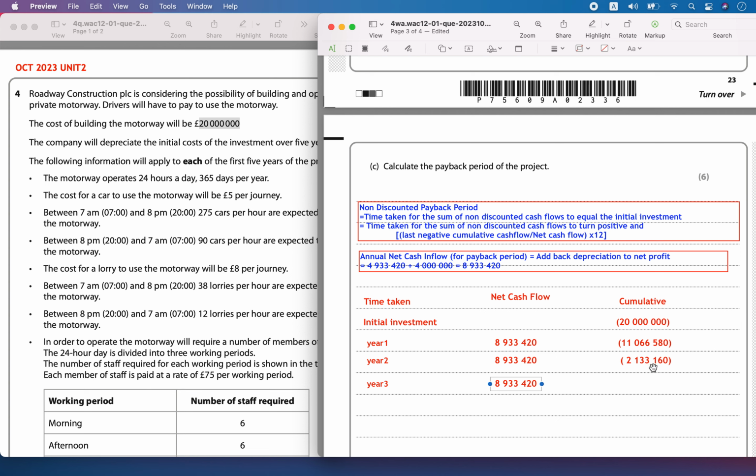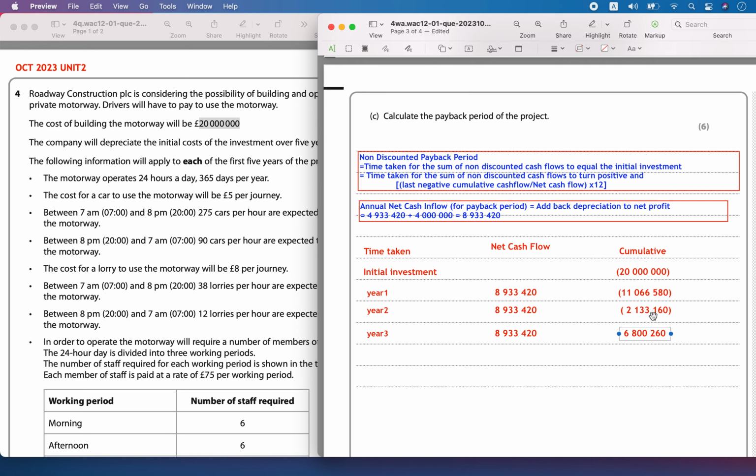Now in year 3 again you will have a positive net cash flow of 8,933,420. So minus 2,133,160 is the remaining investment plus 8,933,420 is the positive cash flow that will happen within the business. So you will have 6,800,260. So you will stop when it turns positive, otherwise you will have to continue year 4, year 5 if needed, till the initial investment turns positive.